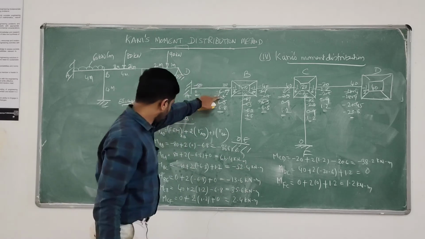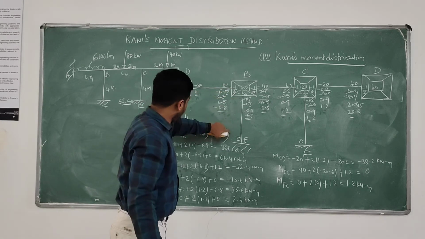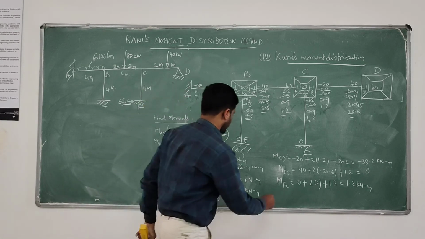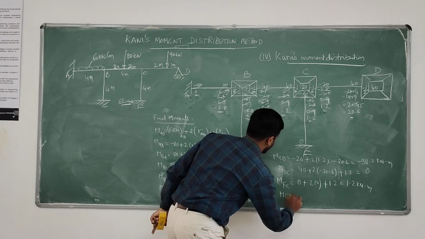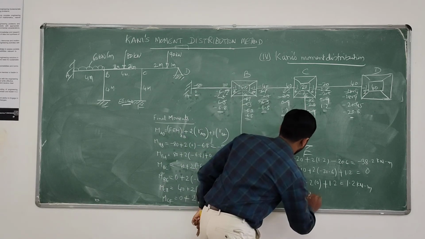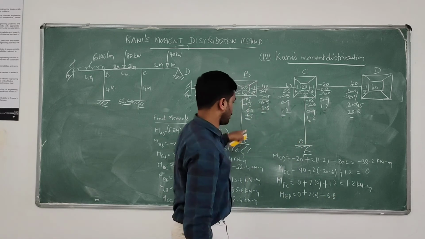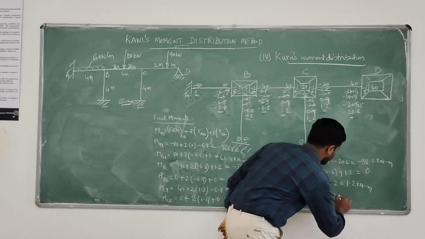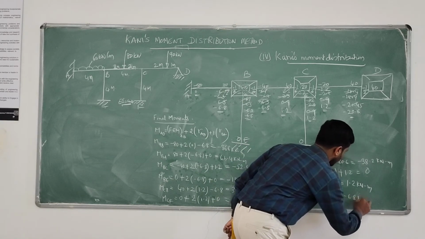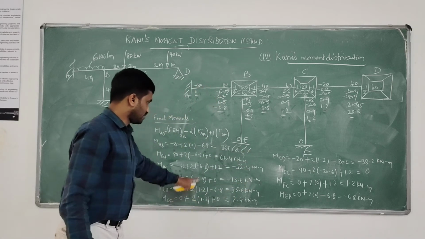So MAB, MBA, MBC, MCB, MBE, MEB. MEB we have to arrive. MEB, then FEM is 0 plus 2 times of 0 plus 1 time of further end moment is 6.8. That is minus 6.8. We are getting minus 6.8 kilonewton meter. So finally we are at 4 plus 6, 10.